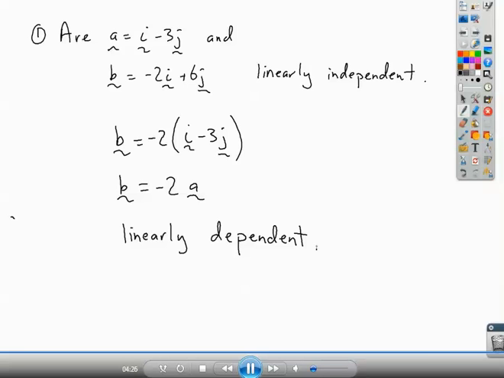Okay, so that's the concept: linear dependence, linear independence. They're dependent if one is a linear combination of the other.